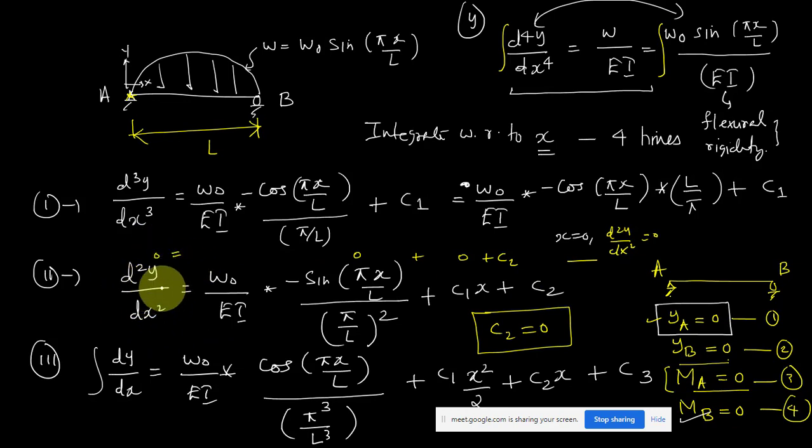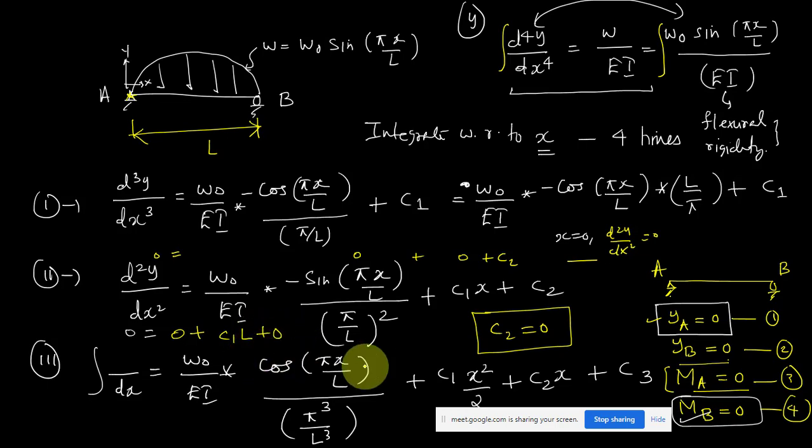If you take this equation and apply this boundary condition, it will become 0 equal to, at x equal to L, this sine term will become 0. So 0 equal to 0 plus C1 into x, x is L, C1 into L, plus C2, which we already got the value of, so it is 0.